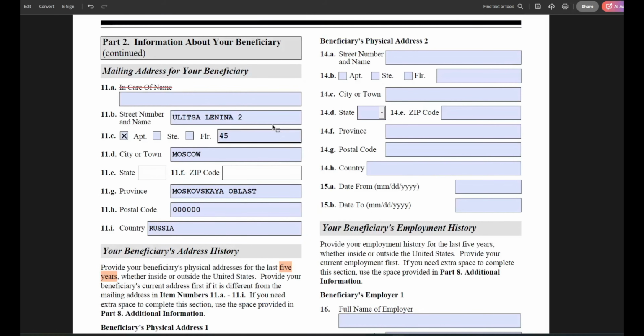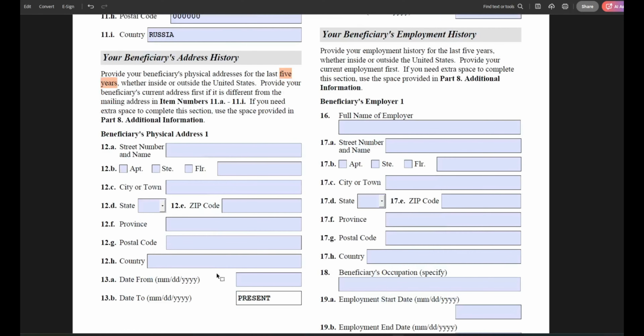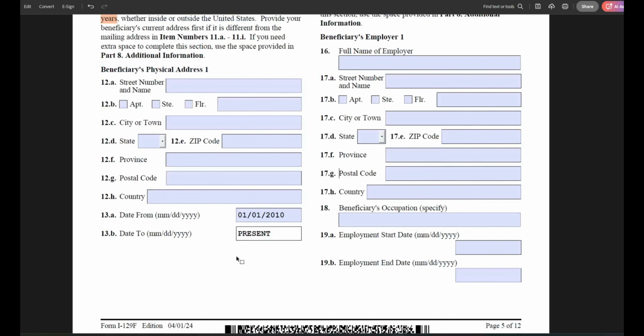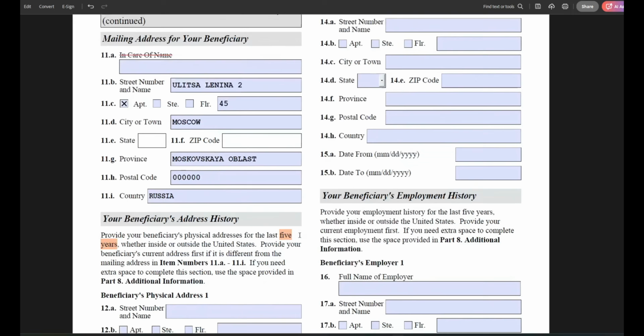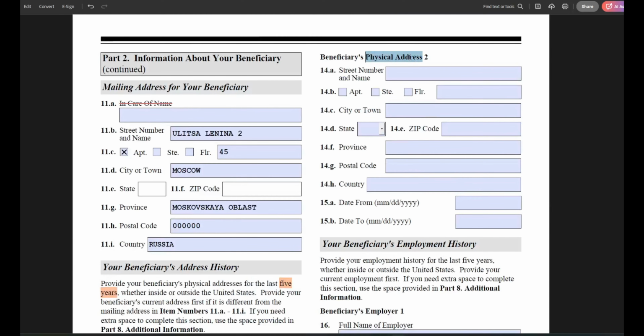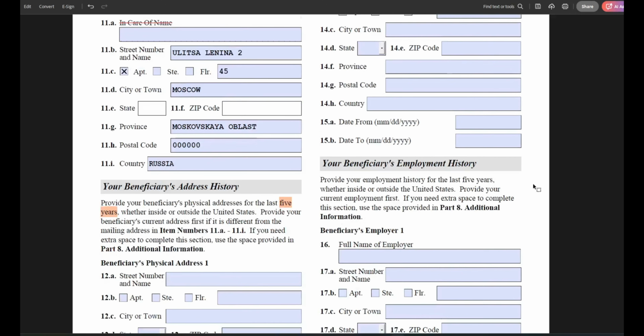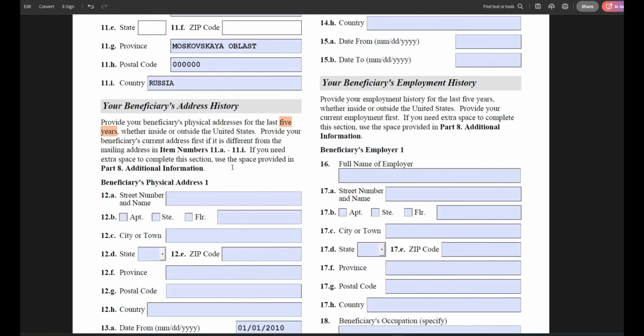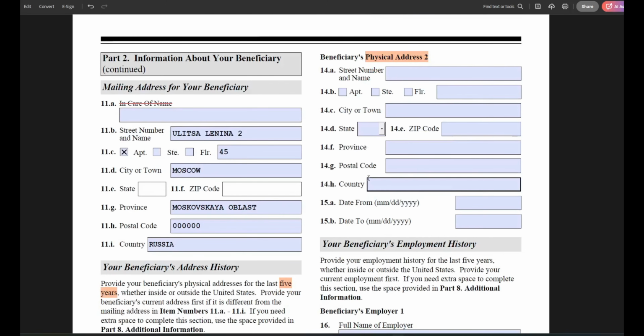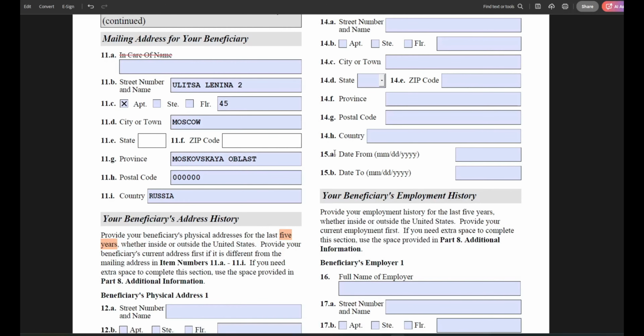If they are residing at this address, then you can leave all of this blank and only indicate the dates since which they have been living at this address. If this address was less than 5 years ago, then in the physical address too, you will continue their address history and so on. If this still doesn't make up the 5 years, then you can use the last page again to fill in the physical address, 3, 4, etc.